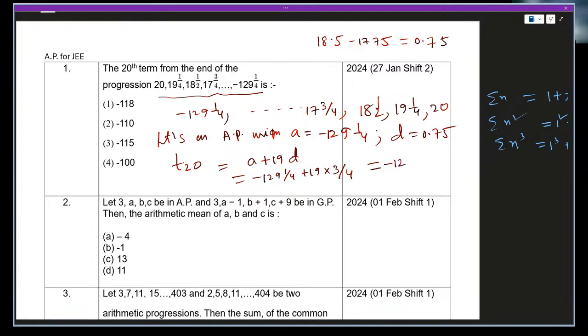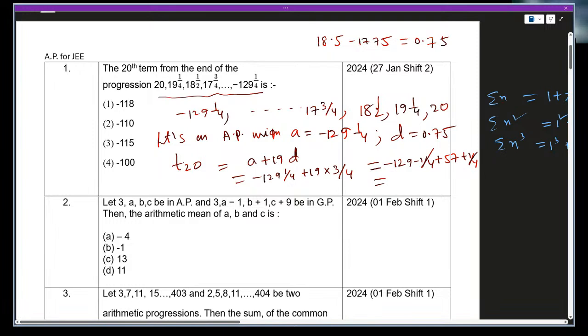This is minus 129 minus 1/4, and this is plus 57 plus 1/4. These two get cancelled. So what's the answer? Minus 129 plus 57. Just do this and check how much it's coming. Minus 70. But minus 70 is not an option.